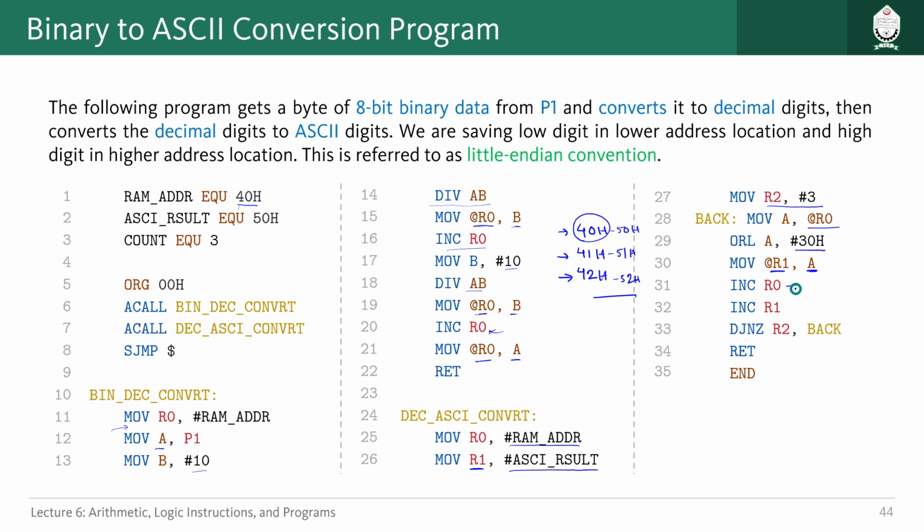Then we are going to increment R0 and R1, so 41H and 51H will happen. Then again we will go to the first line of the loop, do the same thing, convert the value into its ASCII value and store that to the 51H location. So in this way it will happen 3 times, and in 50H, 51H and 52H the 3 ASCII values will be saved in Little Endian convention. So this is how this code works. I hope you understand, and that's all for this lecture.